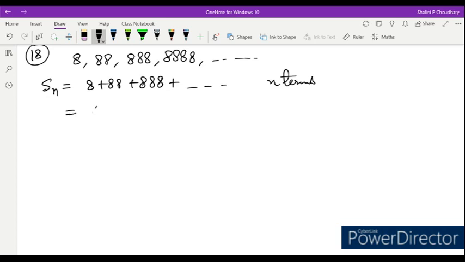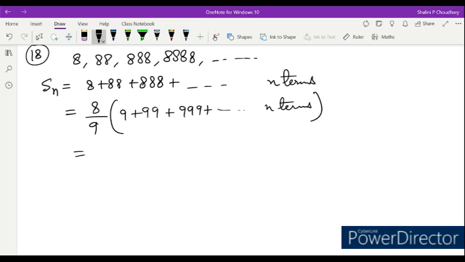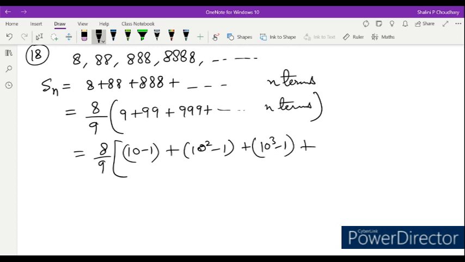Now what we can do, we multiply by 8 upon 9. So we take 8 common and we will multiply the rest by 9. So we'll get 9 plus 99 plus 999 plus ... n terms. Now for 9, we can write 8 upon 9 into, for 9 we can write 10 minus 1, plus 100 minus 1 or 10 square minus 1, plus 10 cube minus 1. Can we write like this? Till n terms.